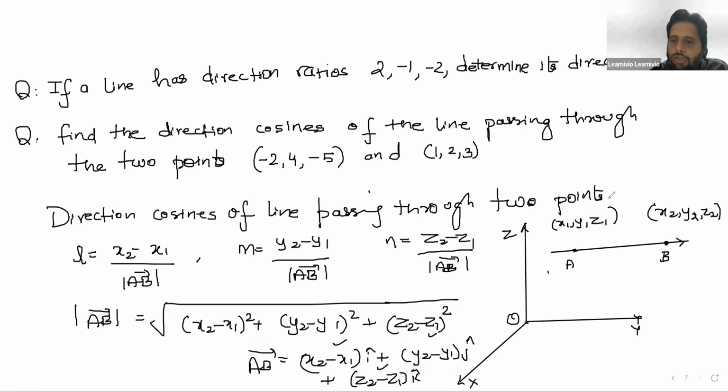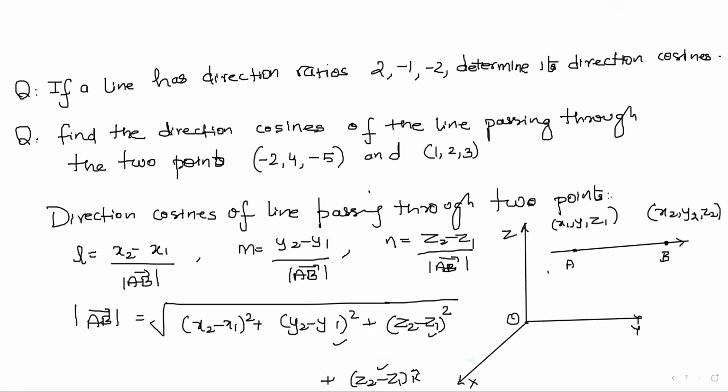If you have two points and need to find the direction cosine, you can use this direct formula. Why do we get this result? Because if we form a vector, we get X2 minus X1 i cap, Y2 minus Y1 j cap, and so on. For the direction cosine, divide this by its magnitude. I hope this is clear to everyone. Please note this down, solve this question and share your answer. If you have any doubt, let me know. You have to use this formula to calculate the direction cosine.